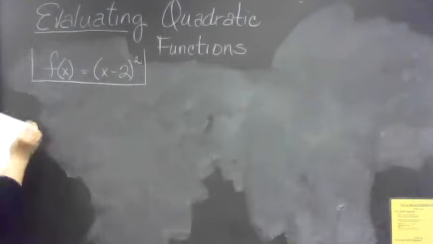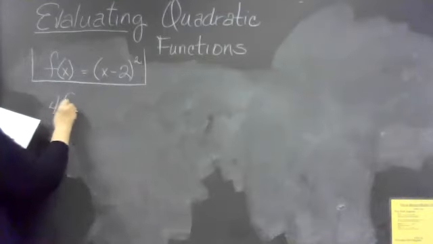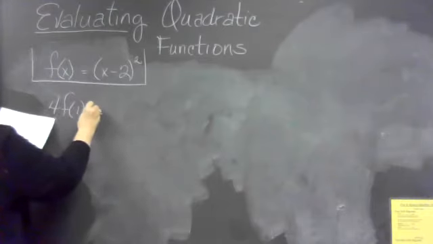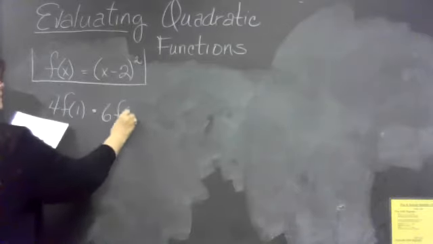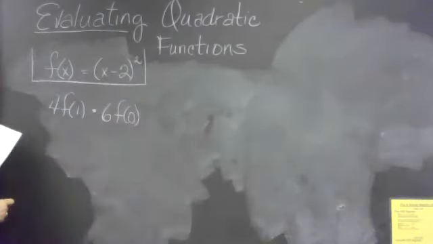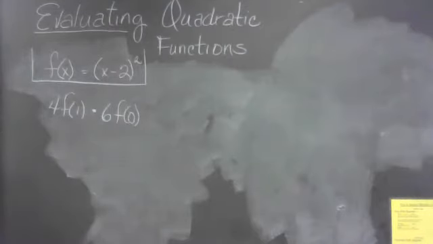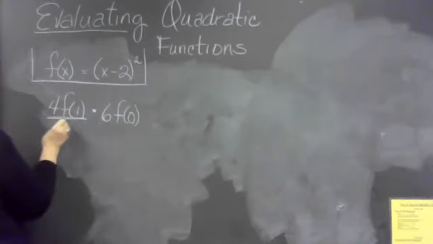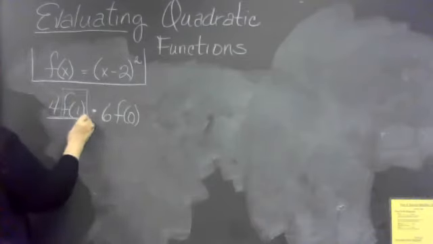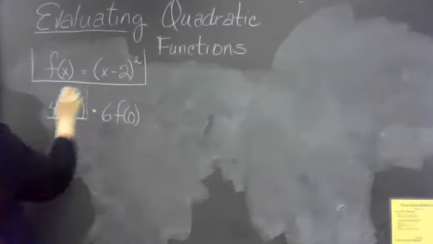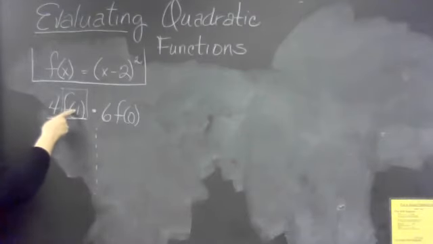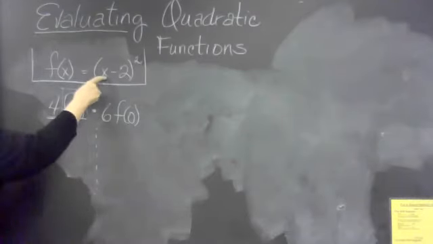This is the rule that they're going to refer to. Now, number 1 says, find this. 4 f of 1 times 6 f of 0, which looks scary, but all we have to do is work this in pieces. So let's find out what this is equal to first. This says I need to find out what f of 1 is, so I'm going to plug 1 right there.